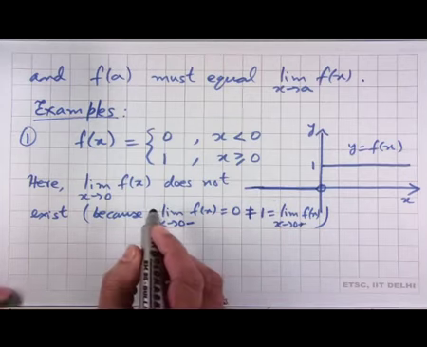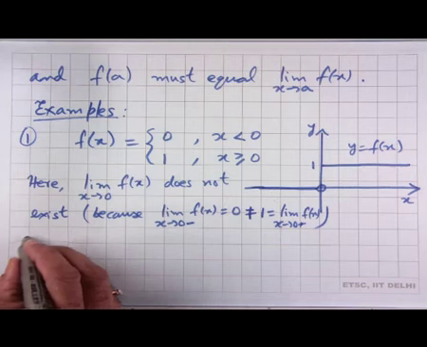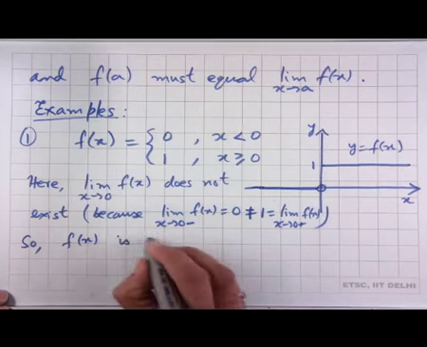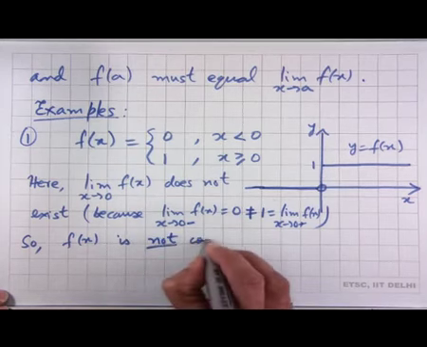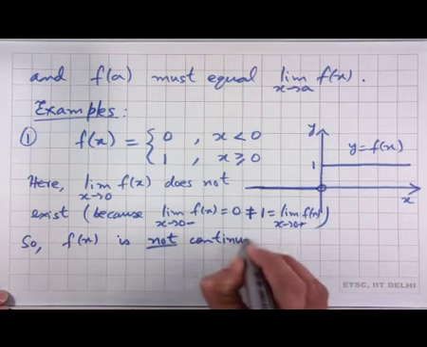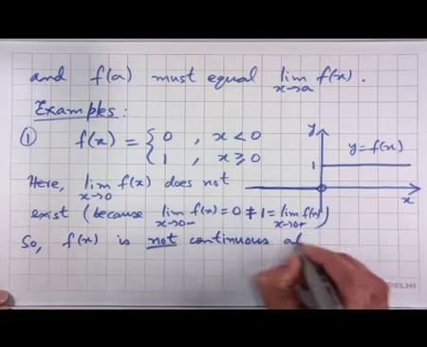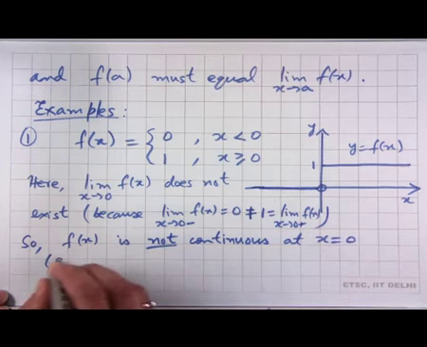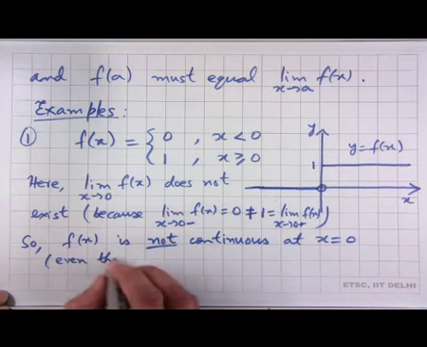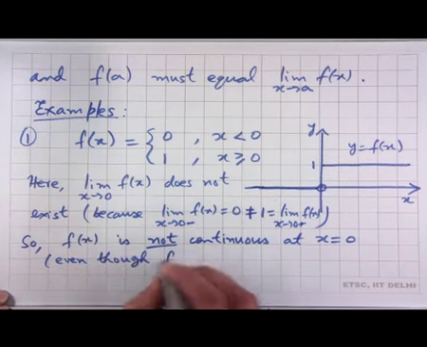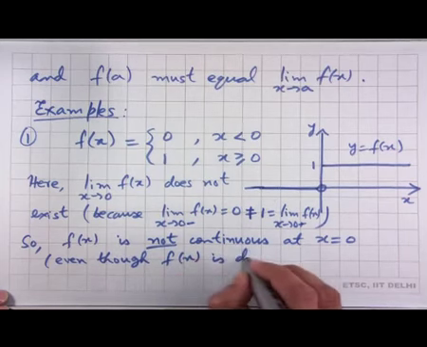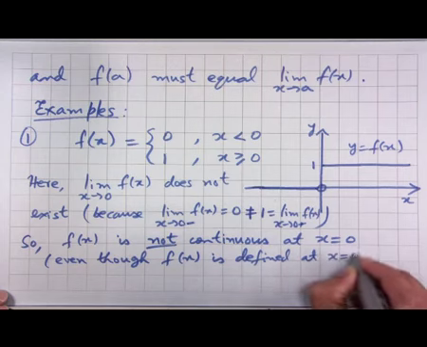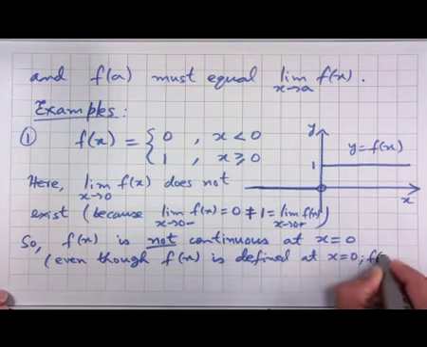So, since the limit does not exist, f of x is not continuous at x equal to 0, even though f of x is defined at x equal to 0. We have f of 0 is equal to 1.